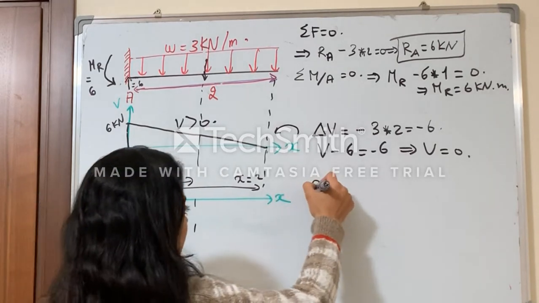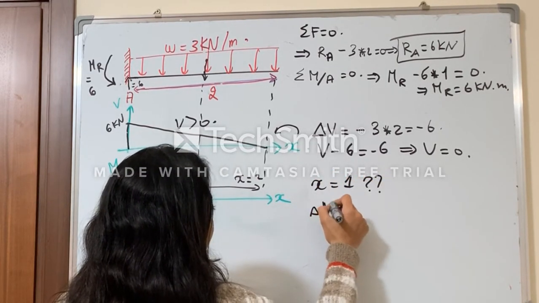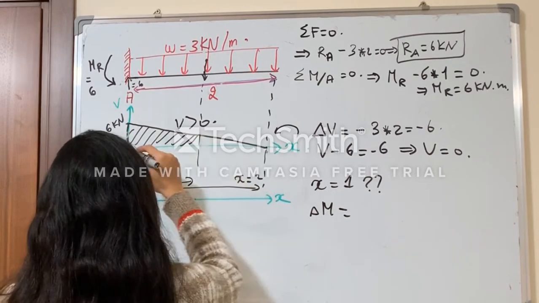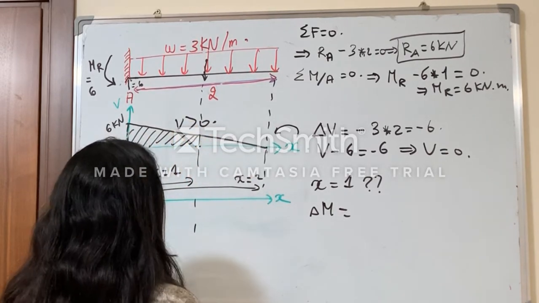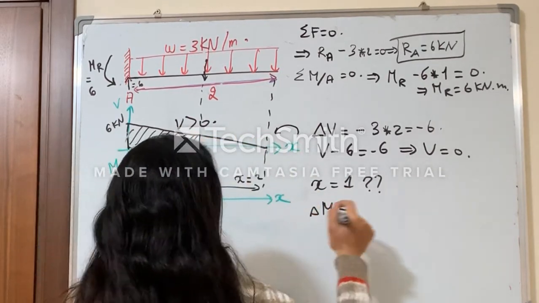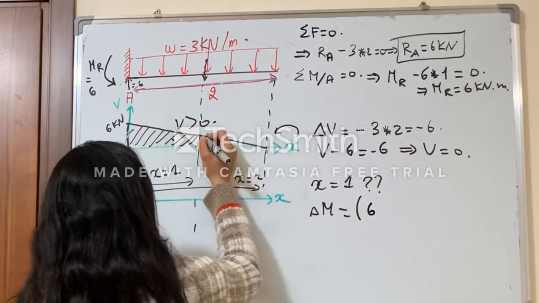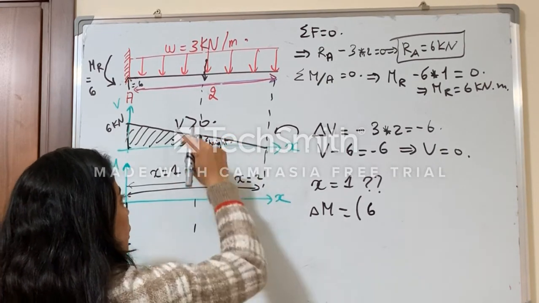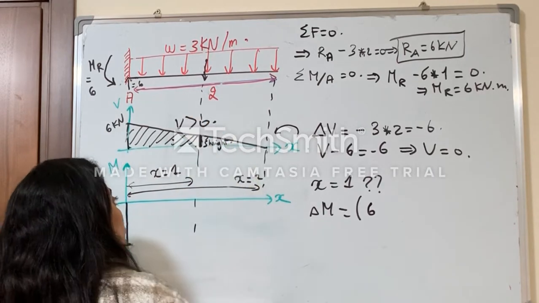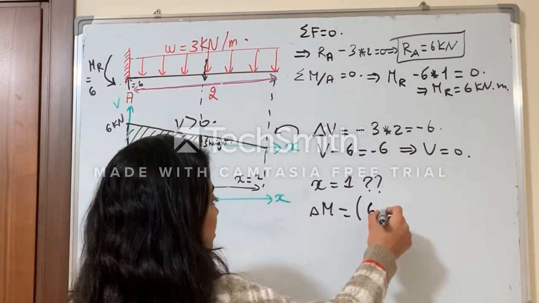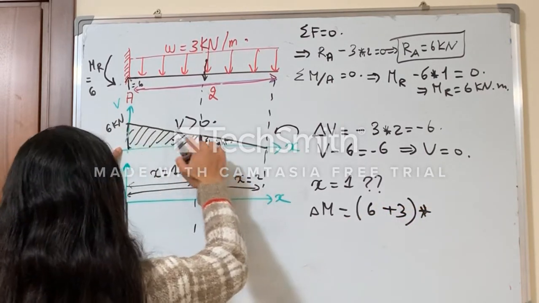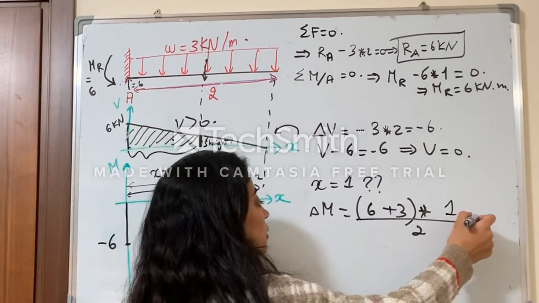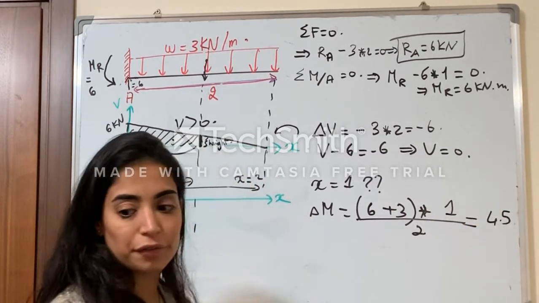Now, at x equal to 1, what is M? I know, guys, that delta M will be equal to this area right here. What is the area under V? I know that this is 1, and this is a trapezoidal shape. Then the area here, positive because V is positive, is equal to 6 plus this height here. And what is this height? From the theory of midpoint, since this is the midpoint, this height should be equal to 6 over 2, so 3. So it is 6 plus 3, times this length here, which is 1 over 2, and this is the area of the trapezoidal shape. This means, guys, that delta M will be equal to 4.5.